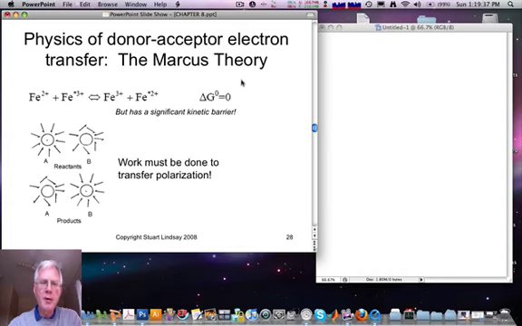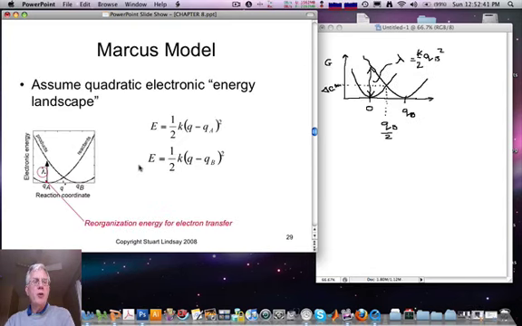They may be accompanied by changes in the polarization of the molecule itself, referred to as inner shell reorganization. So how to include this solvent reorganization energy in an expression for the electron transfer rates? This is done in the Marcus theory.